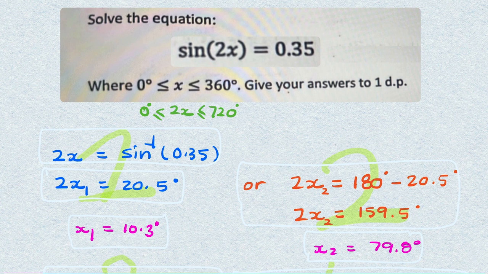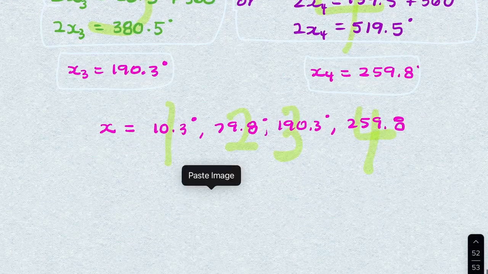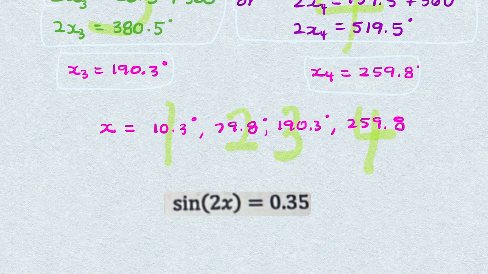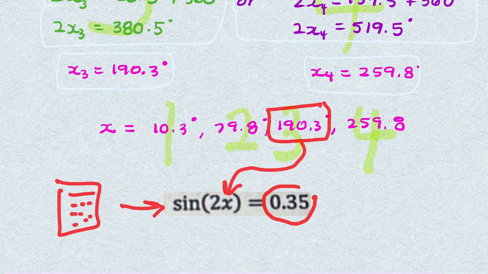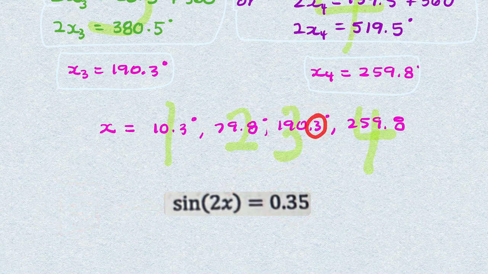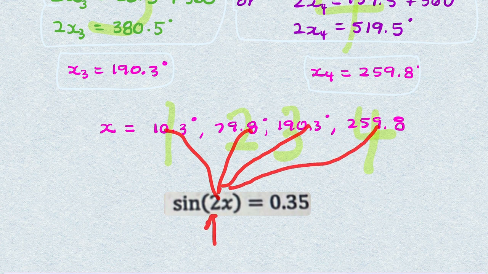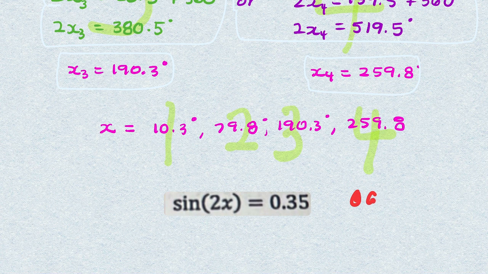Now you can check your answers fairly easily because you know what the equation is, and you can simply take each of these values for x and insert it there, put this into your calculator and see if you get 0.35. Because we're working to 1 decimal point, you might not get 0.35, you might get 0.3489, but it'll be close enough. So you can check your answers one by one. Make sure you multiply them by 2. So that's how you would answer a question like that.